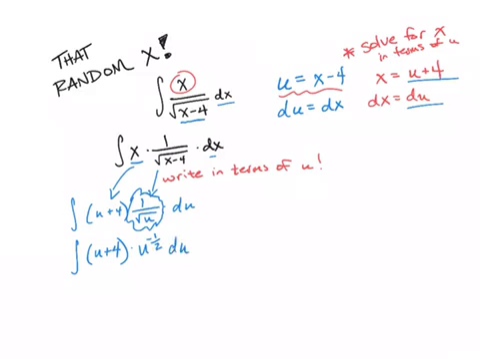And Richie's telling me to distribute, so I better listen to him. Now, when I multiply powers, you do what with their exponents? You add them. So this is going to be like saying u to the first times u to the negative 1/2. Add those exponents, and I get u to the 1/2. Plus, I've got 4 u to the negative 1/2 du. Cool, and now I can integrate.